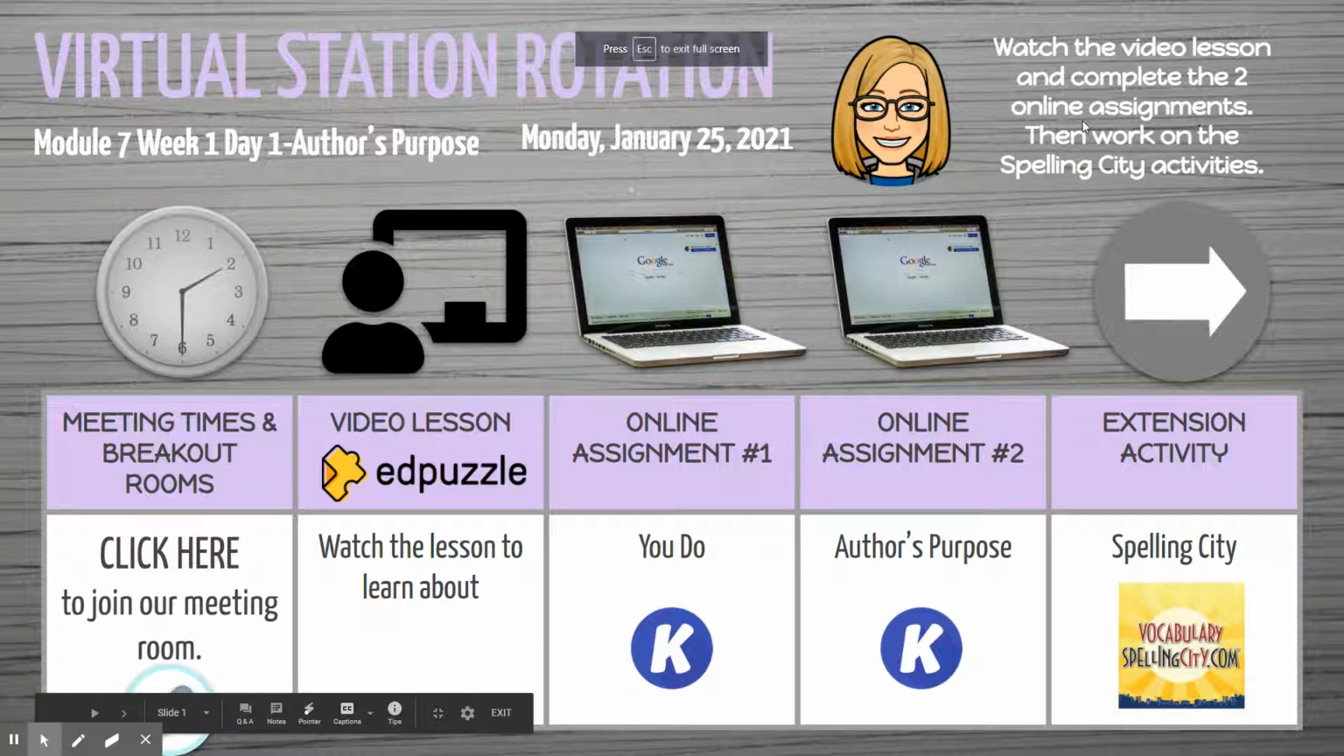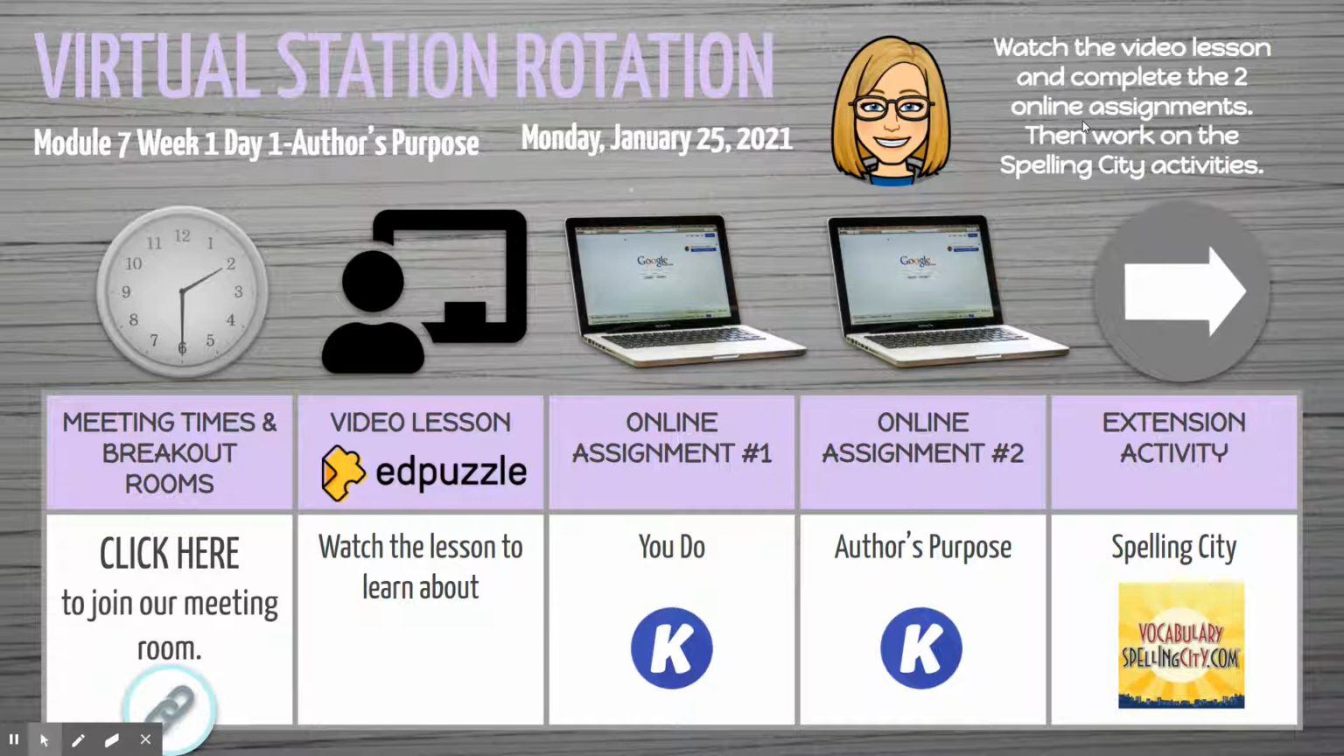Hey guys, for our lesson today, we are going to be starting Module 7, Week 1, Day 1. We're going to be looking at author's purpose. Now, we've talked about author's purpose before. Remember, it is the PIE strategy. So we have P for persuasive, I for informative, and then the E for entertain. So we're going to be looking at why the author wrote the text that they wrote.